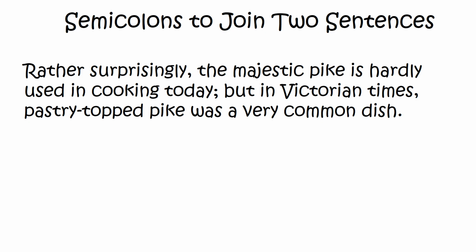I'd very quickly like to cover this one. Rather surprisingly, the majestic pike is hardly used in cooking today. That's sentence 1. But in Victorian times, pastry top pike was a very common dish. That's sentence 2. And you can see that both sentences have their own commas. Well, these sentences, or independent clauses as they've now become, are joined by the conjunction but. And to outrank the commas that are in those sentences or independent clauses either side, it is possible to use a semicolon before the conjunction. This is correct, but I must just say that this is a rather outdated style, but you might come across it.